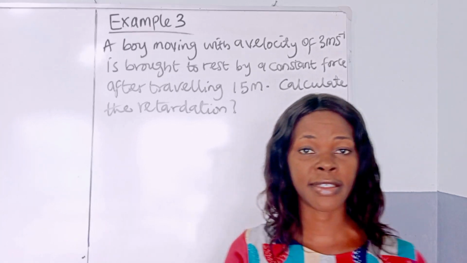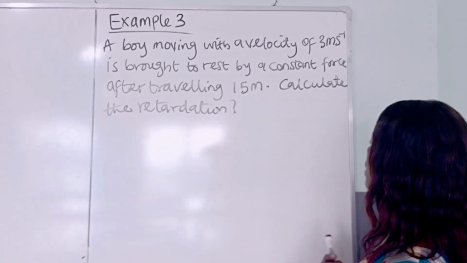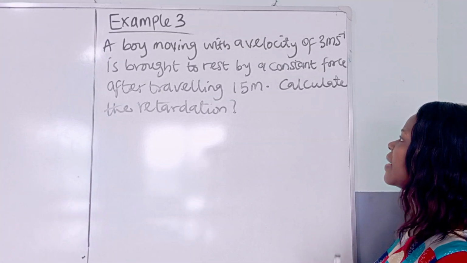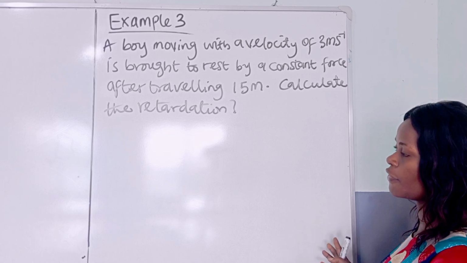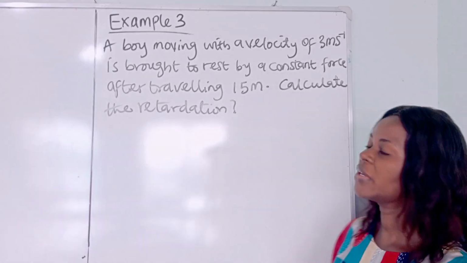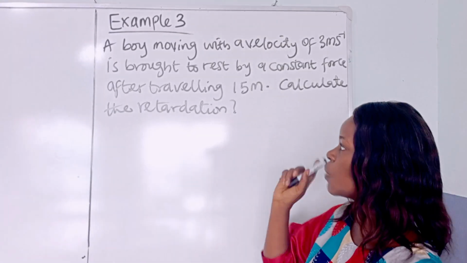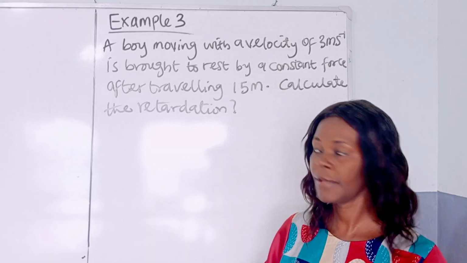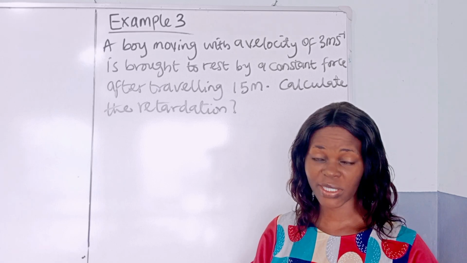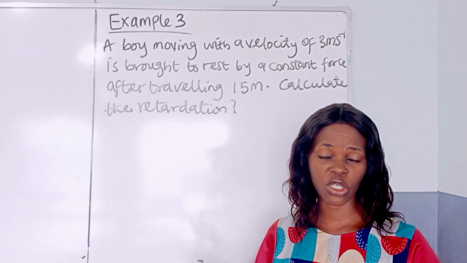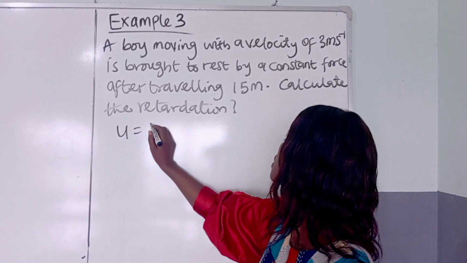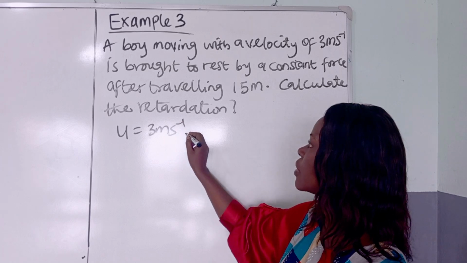So let's look at this last example. A boy moving with a velocity of 3 meters per second is brought to rest by a constant force after traveling 15 meters. Calculate the retardation. Okay, looking at what we have, we see that this particular body was already in motion. So with a velocity of 3 meters per second, that becomes my initial velocity because the body did not start from rest in this particular question. It was already in motion. All right, so my u is equal to 3 meters per second, right?